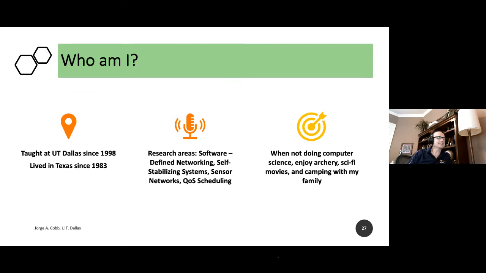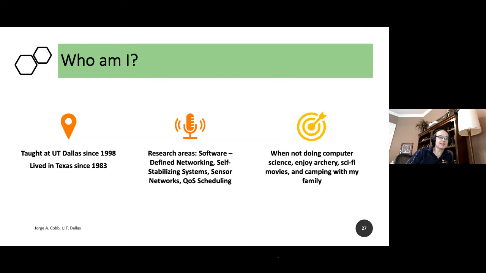And I've lived in Texas since 1983, so I've been here in Texas for quite a long time. It's quite an interesting background. I was born in the United States. When I was 1 year old, my dad retired, so the family moved to Mexico. And then I grew up in Mexico, and then I came back to the United States to do all my higher level education. So I got my bachelor's in El Paso, my master's and PhD in Austin. And now I work at UTD. So pretty much UT all the way, so to speak.